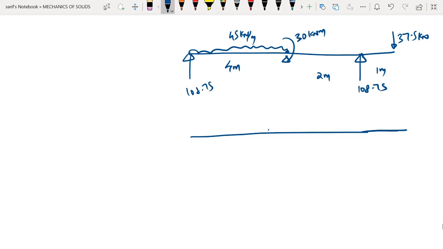So at C the value is plus 37.5. So this is plus 37.5, and at the point B we are having two values. One is plus 37.5 and another one is 71.25, which is negative. So this is minus 71.25. This is 37.5 and this is 71.25.